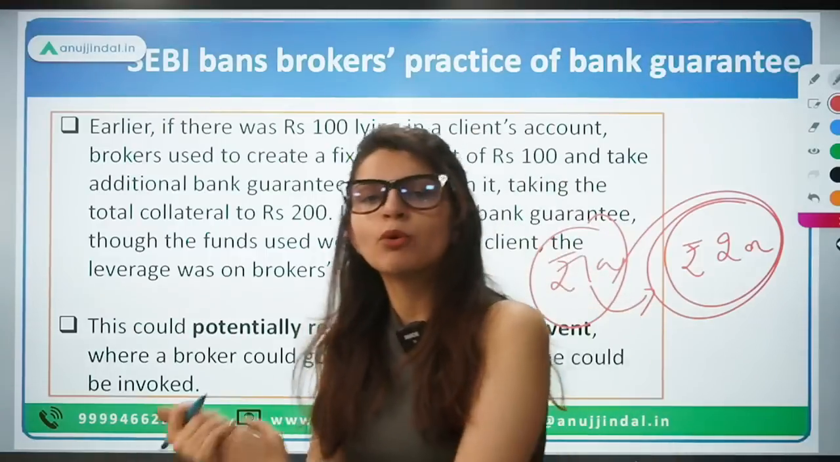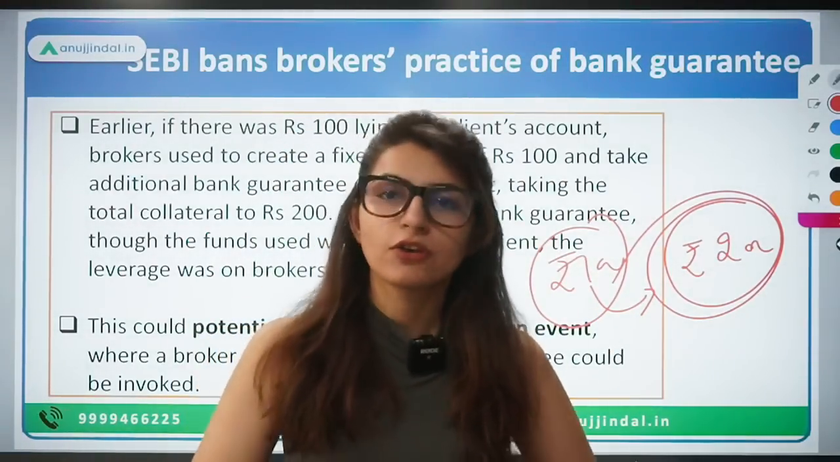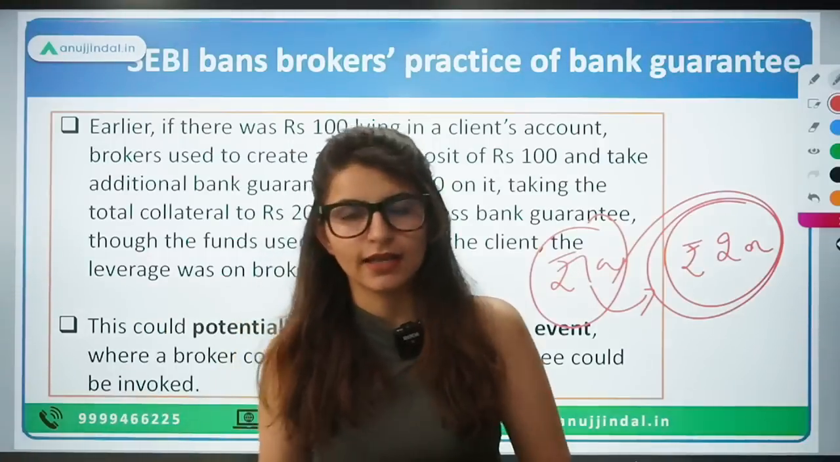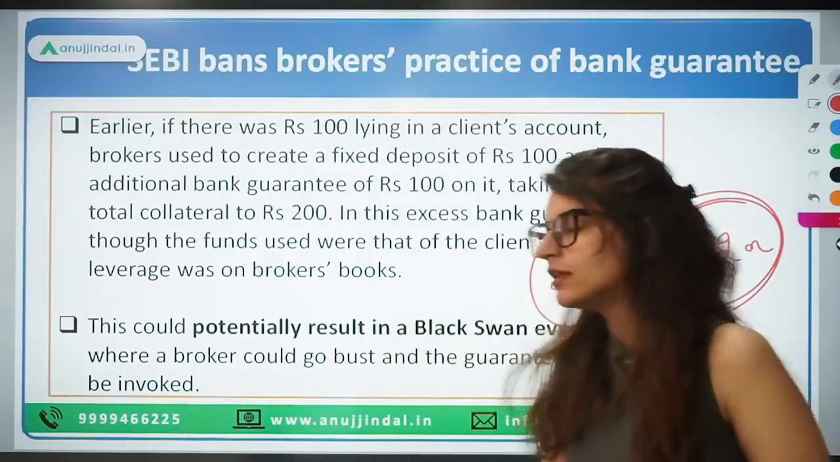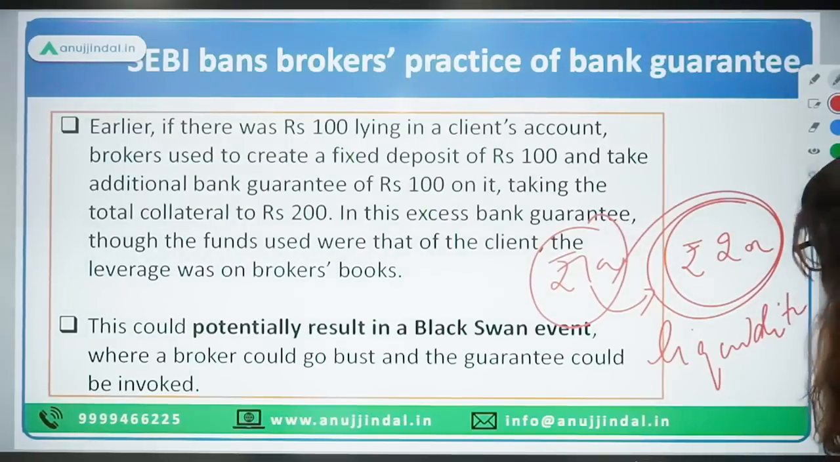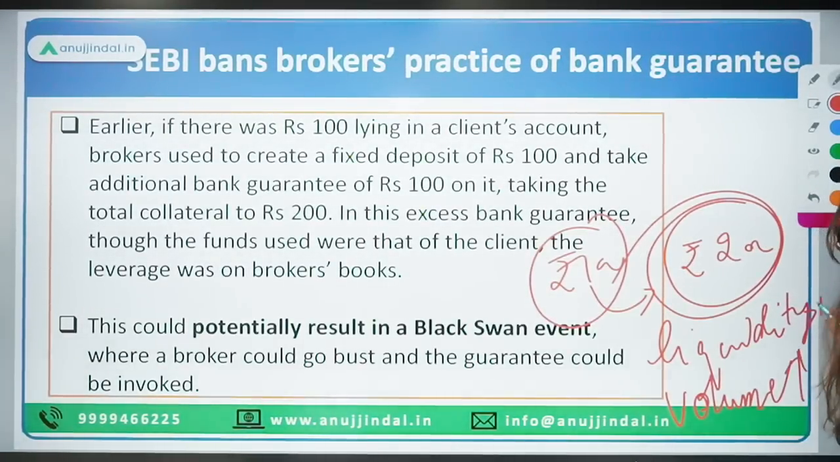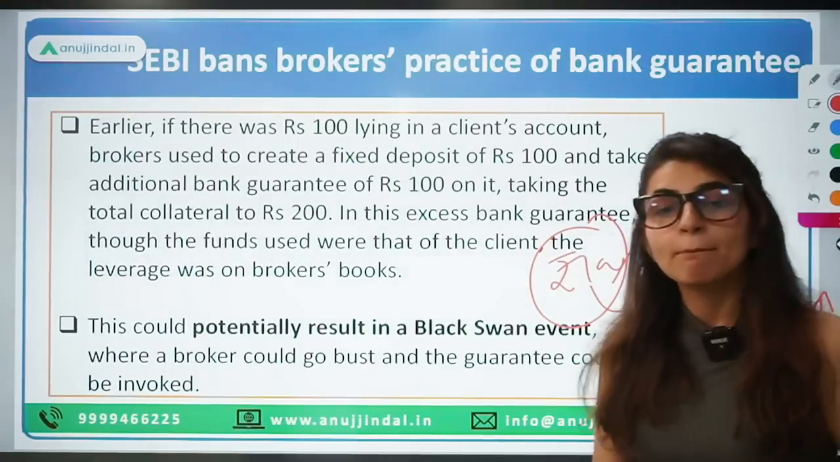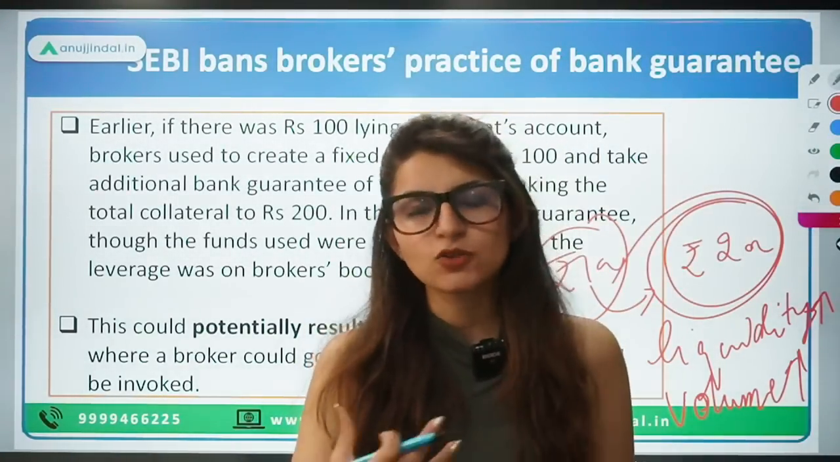Using this money, the broker can sell or purchase stocks. So stock market mein trading kar sakte hain using this money, which they did not have. So this has increased liquidity, which will also increase the volume of tradable securities. Volume of tradable securities bhi increase ho jayegi. But it could also create a black swan event. What is a black swan event?